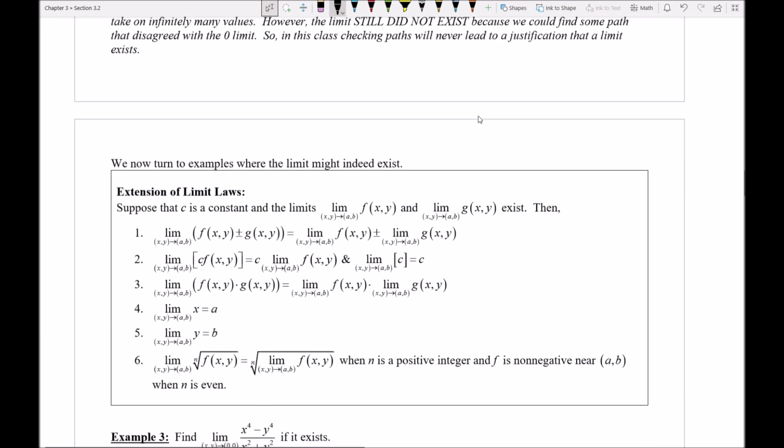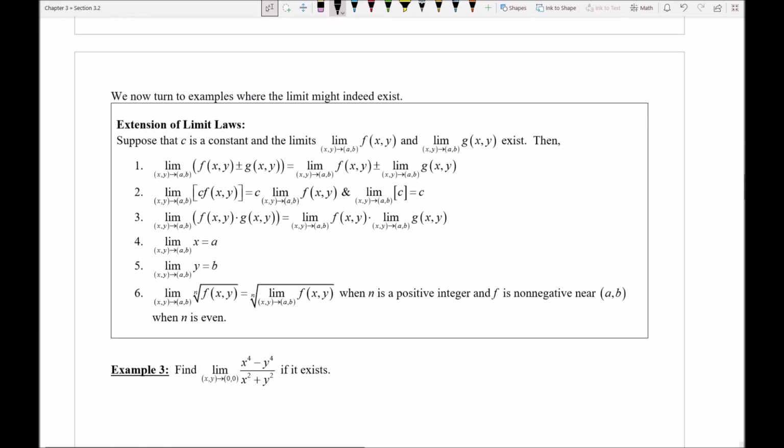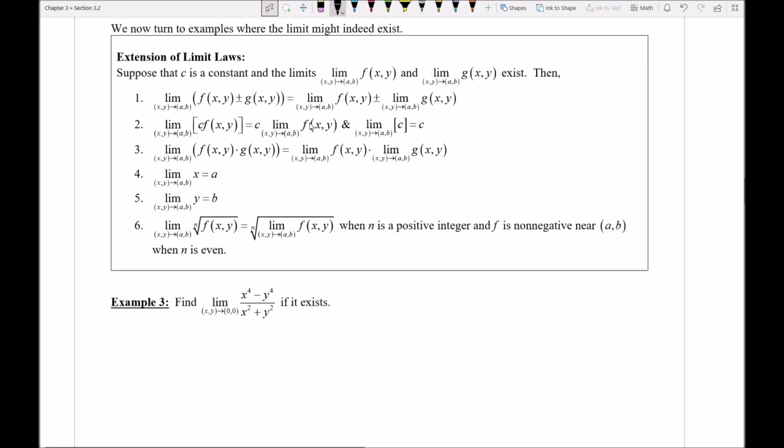Well, what we're going to have to do is go to an extension of limit laws that we had back in a Calc 1 class. So here in this box on the next page, you'll see that I have some basic limits or limit laws that should feel fairly similar to some limit laws that you would have seen back in Calc 1. So let's take a look and read what we have here and try to identify the different rules going on.